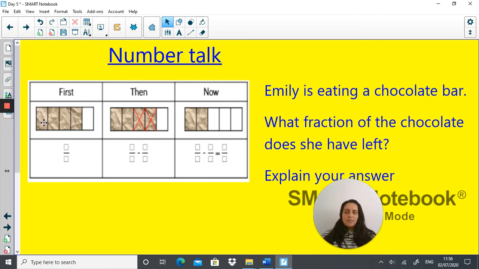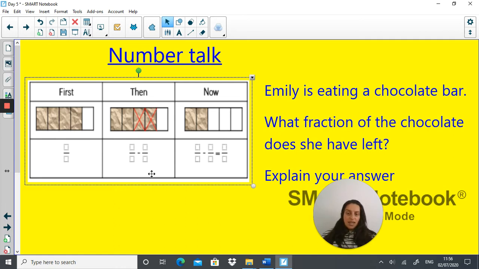The first thing you notice is that the chocolate bar is split into 1, 2, 3, 4, 5 equal parts. That means that each little rectangle represents 1/5. So the first one shows that there are 4/5 of chocolate left. Then 4/5 take away 2/5, and that means that we're left with 2/5. So 4/5 take away 2/5 equals 2/5. And this is just a taster of what we'll be looking at in today's lesson.